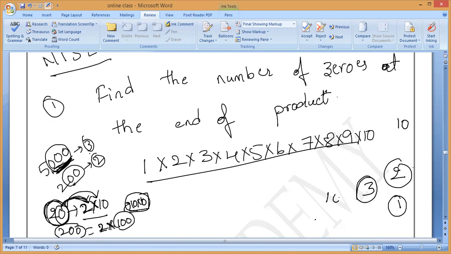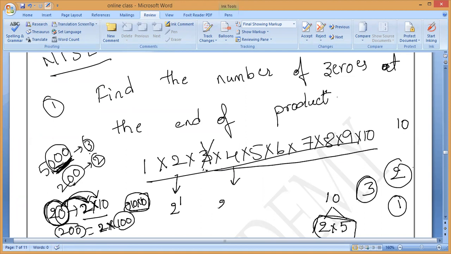So when do we get 10? The factors of 10 are 2 into 5, correct? And 1 into 10 also. Check how many 2s and how many 5s are in the given product. How many 2s? 1, 2. 3 means no 2 and no 5. 4, how many 2s?